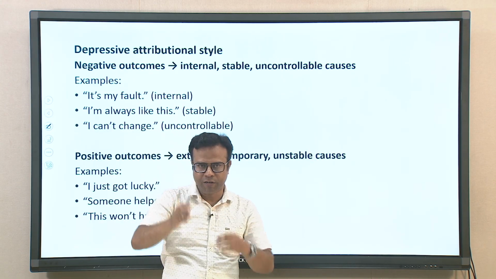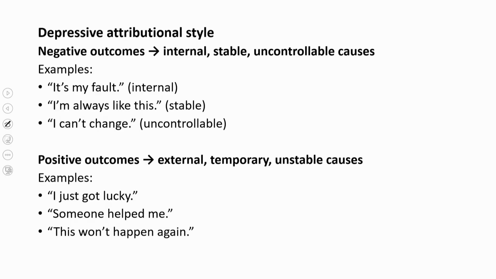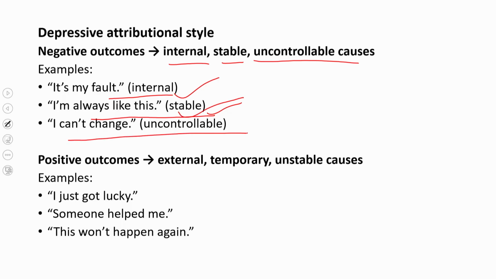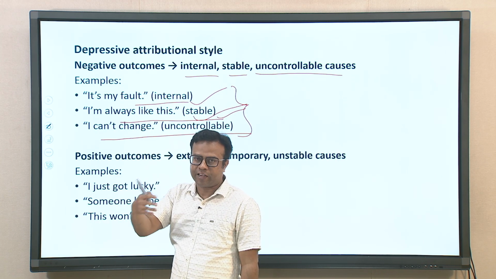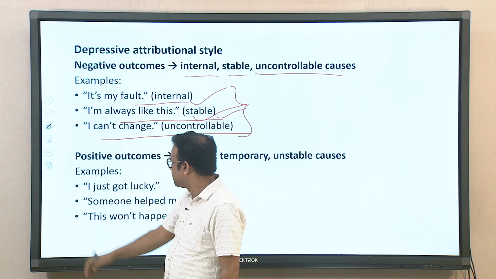For example, if there is a negative outcome, some failure, they will attribute it to internal, stable, uncontrollable causes. They will say it is my fault, internal. When there is a negative thing, I am always like this. When you say I am always like this, it means I cannot change, there is less chance of change. So, that is a stable characteristic. I can't change, this is uncontrollable because it is not in my control, I cannot change myself. So, they have this kind of attributional style when something negative happens. That adds more and more to depressive symptoms because they do not see any control in their life, they do not see any control in terms of how they could change themselves.